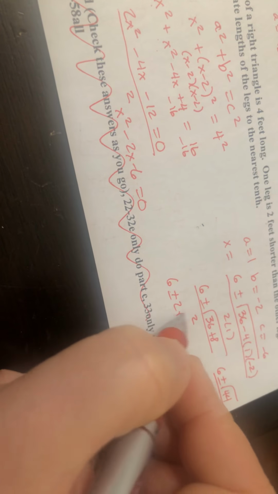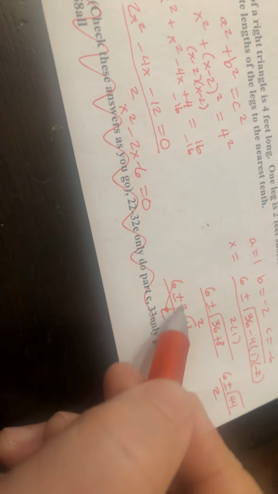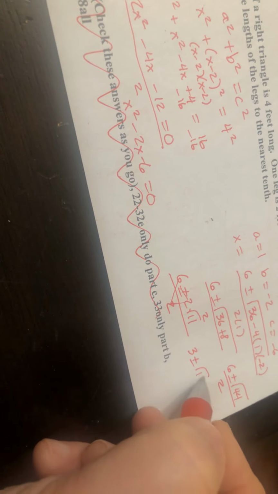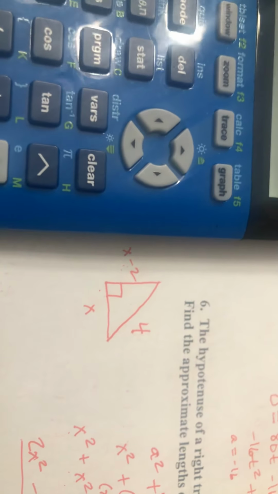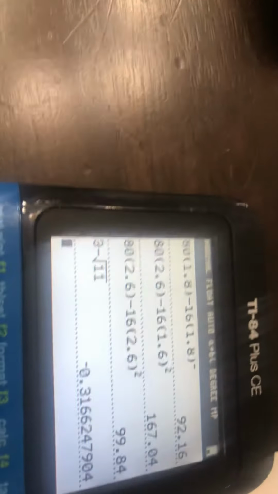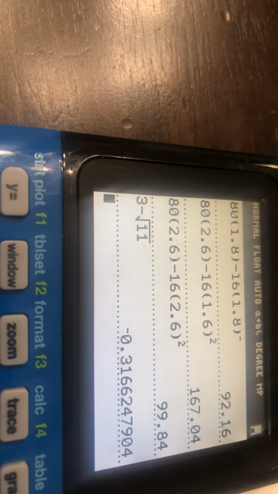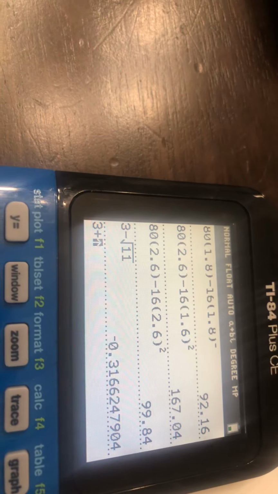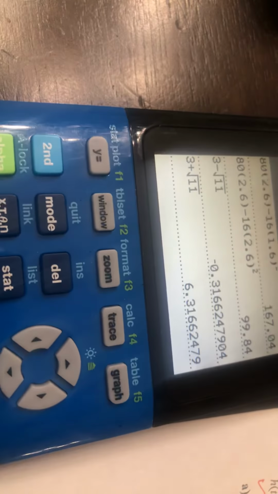The square root of 44 breaks down into 2 square root of 11. So then, when you 3 musketeer that, you get 3 plus or minus the square root of 11. Now, if you got 2 answers for x, x is this leg right here. So how can that leg be 2 answers? Well, it really can't, because when you do 3 minus the square root of 11, you get a negative number. So the only answer that works is 3 plus the square root of 11.